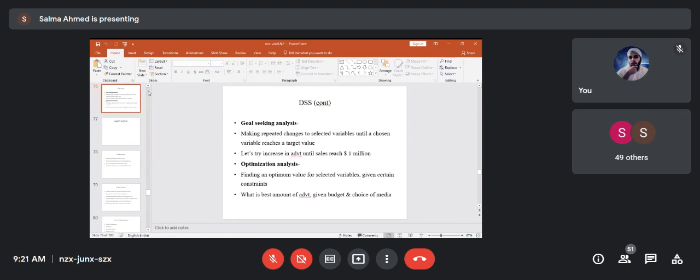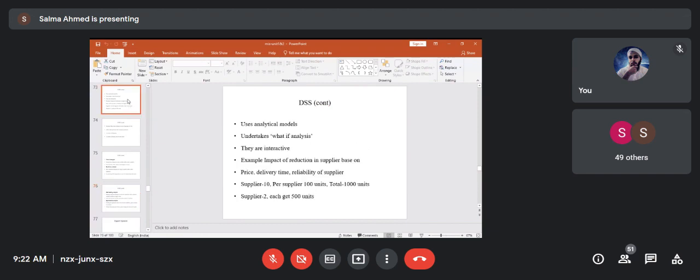So DSS is a system which answers certain queries. It supports decision making. It consists of three components: the database, the model base, and finally an integrated software which accesses the data, makes use of a model, and advises the management as to what to do. It is custom built for specific occasions, so it will be able to answer a certain query only if it is built into the system.